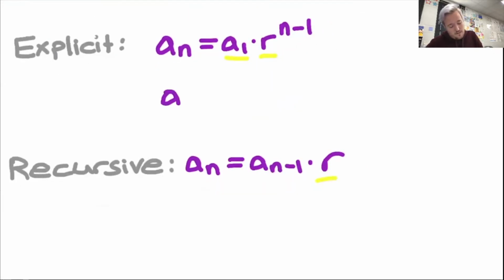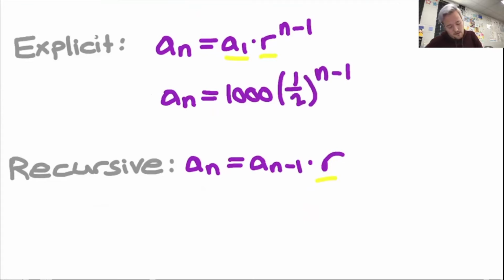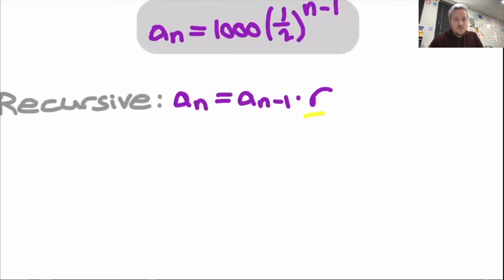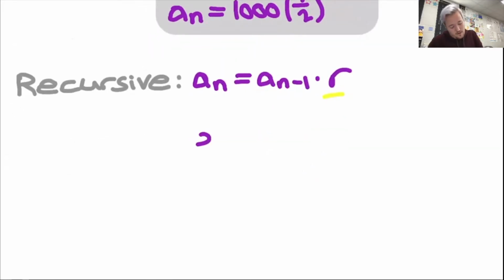All right, so A of n equals your first term, which is 1,000, and then your common ratio, which is 1/2. That's all raised to the n minus 1. So this is your explicit form. All right, and then we got to write the recursive form. So we have A of n equals A of n minus 1 times 1/2.